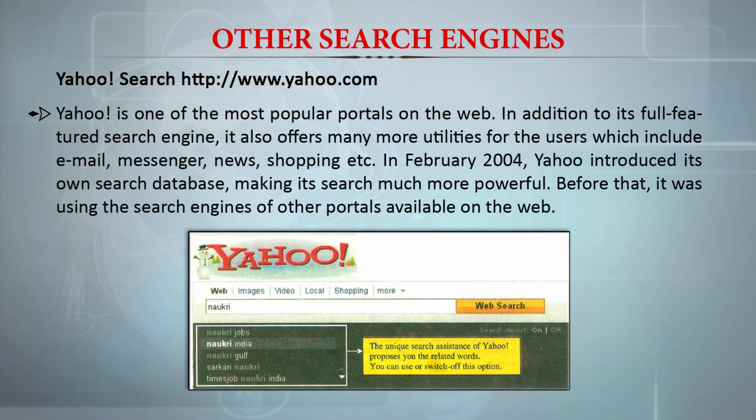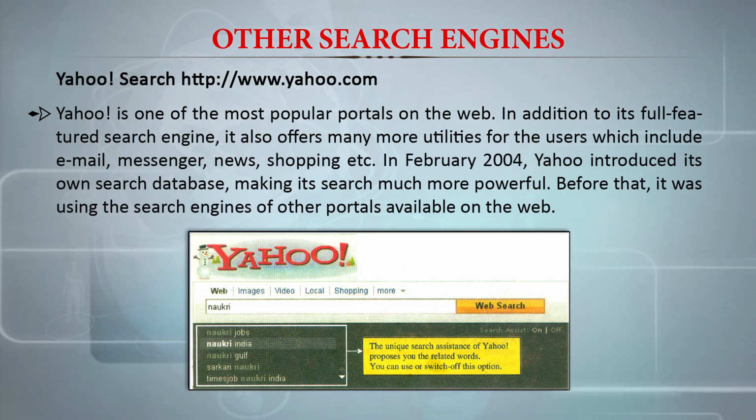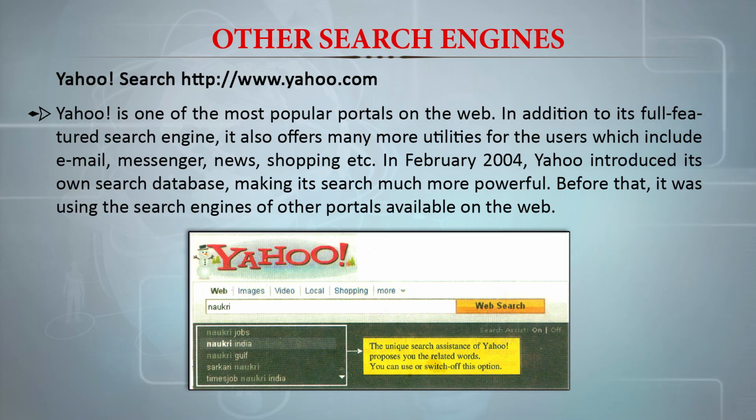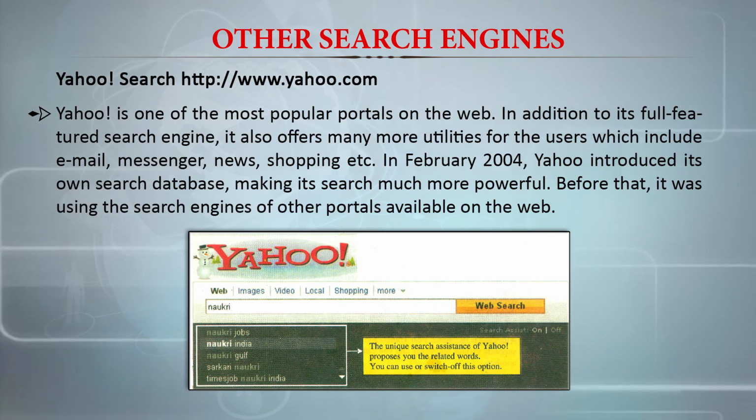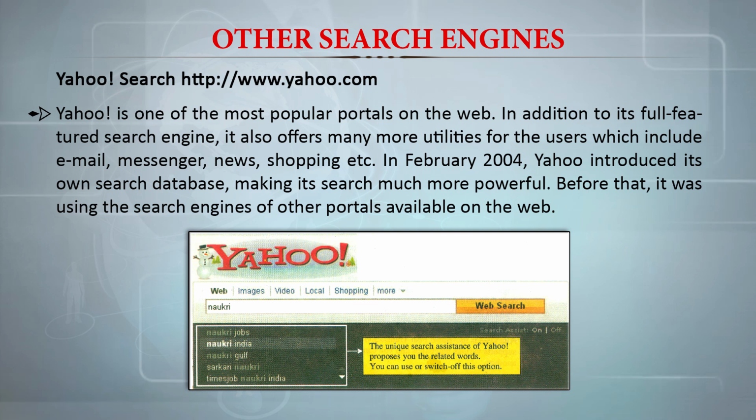In addition to its full featured search engine, it also offers many more utilities for users, which include email, messenger, news, shopping and other things. In February 2004, Yahoo introduced its own search database, making its search much more powerful. Before that, it was using the search engines of other portals available on the web.